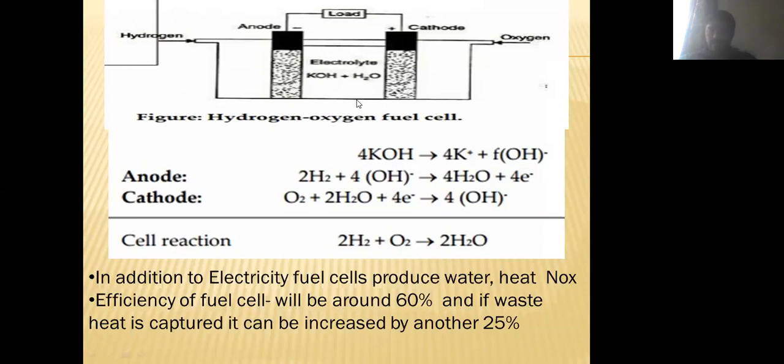This is indicating the two electrodes, one is an anode and the second one is a cathode. These two electrodes, one is plus and the second one is minus.